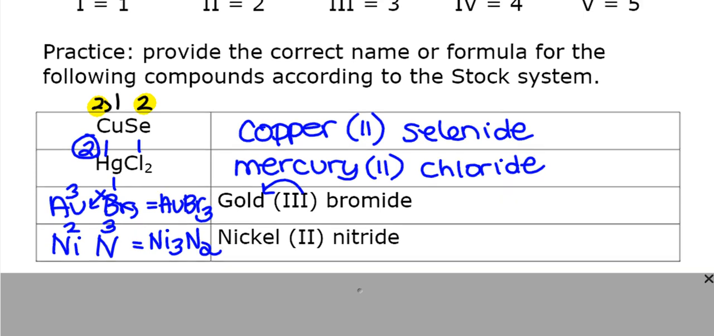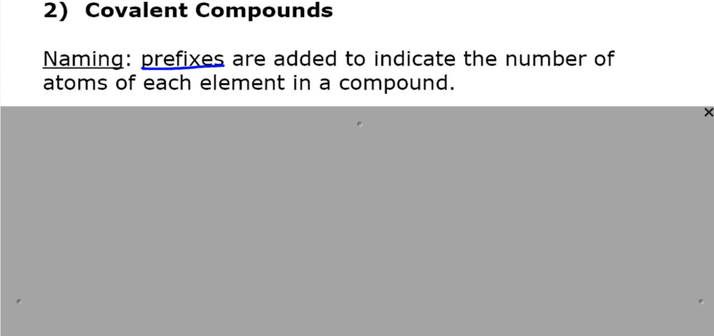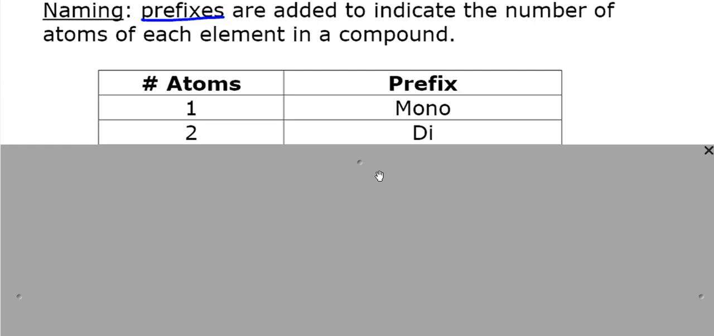Last one to review, what happens when you have covalent compounds? How do you name this one? It's a little bit different. Naming, you're going to use prefixes, and prefixes are added to indicate the number of atoms in each compound. Other than that, the rest of the rules stay the same. The first element name doesn't change. The second element ends in IDE, but you have to add on these prefixes. So let's review what they are.